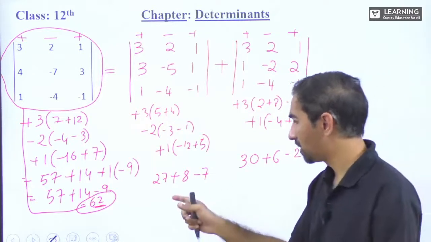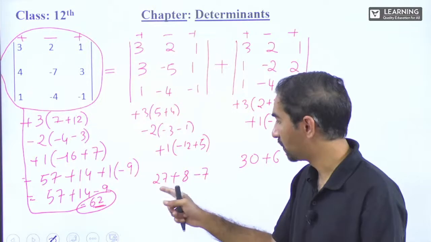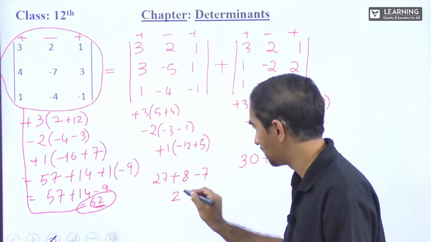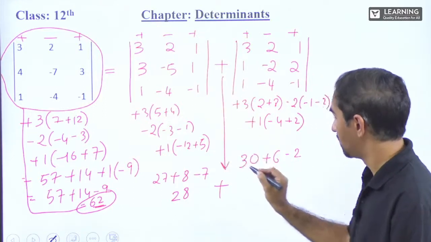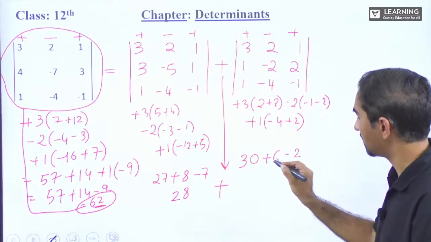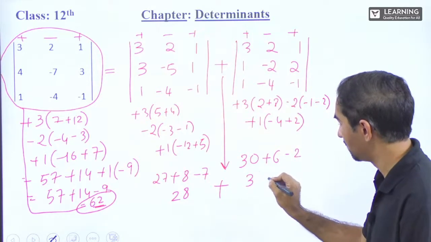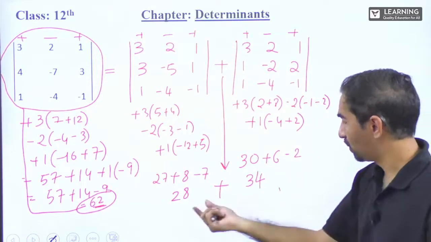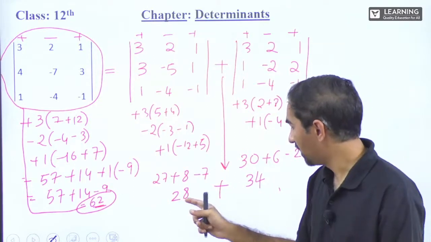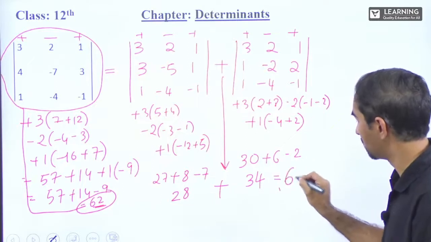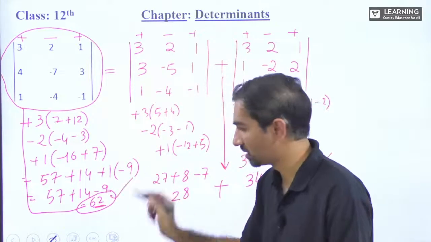What is the value of this determinant now? Minus 7 plus 27, this is becoming 20. 20 plus 8 is 28. Plus, this is that plus sign. 30 plus 6 is 36. 36 minus 2 is 34. Now 28 plus 34. How much will be the answer? 62 will be the answer. So which is equal to 62, and this is also equal to 62.